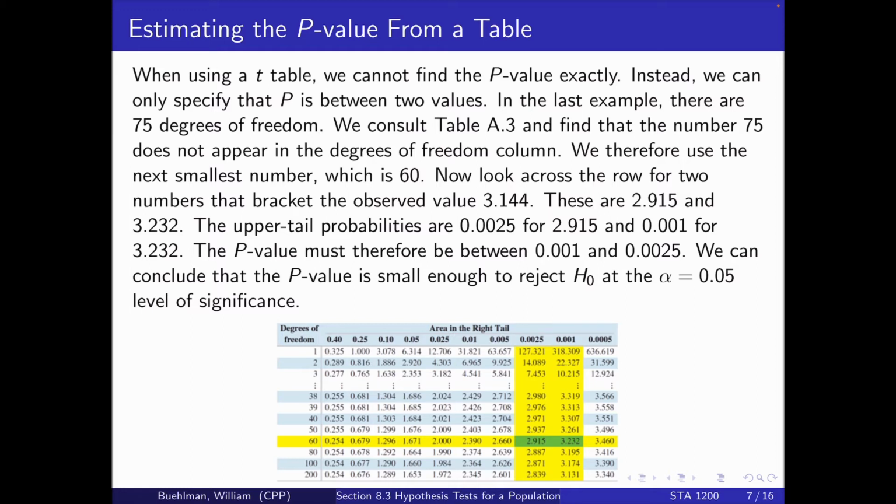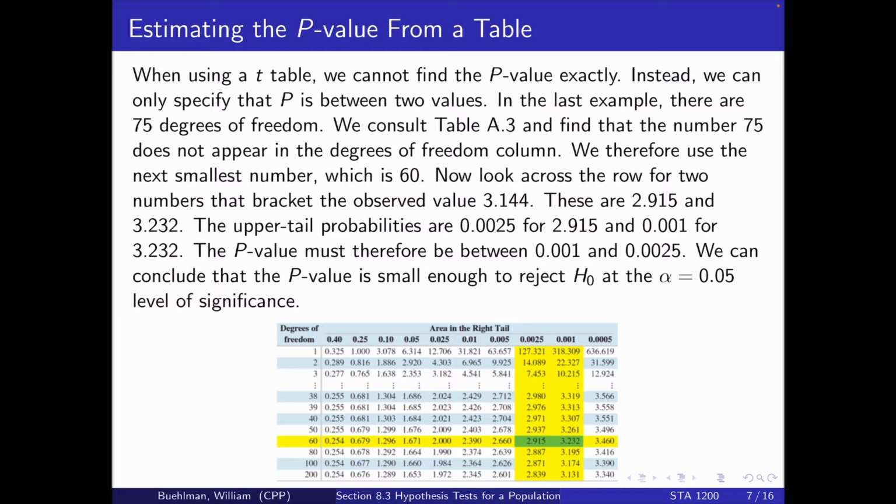The upper tail probabilities are 0.0025 for t equaling 2.915 and 0.001 for t equaling 3.232. The p-value must therefore be between 0.001 and 0.0025.